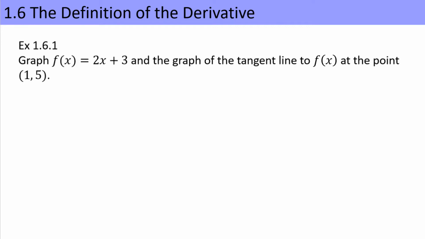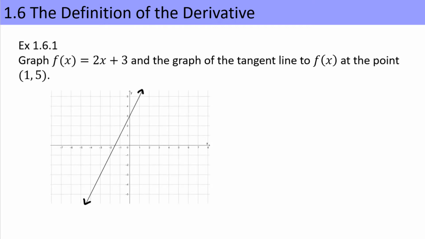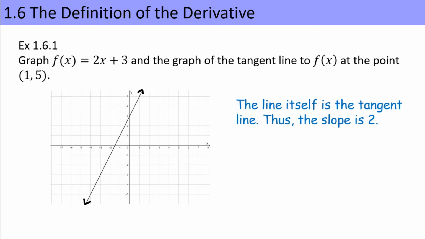Example 1.6.1. Graph f(x) = 2x + 3, and the graph of the tangent line to f(x) at the point (1, 5). The line itself is the tangent line, and at any point regardless, but let's go ahead and mark the point (1, 5), the slope is 2.